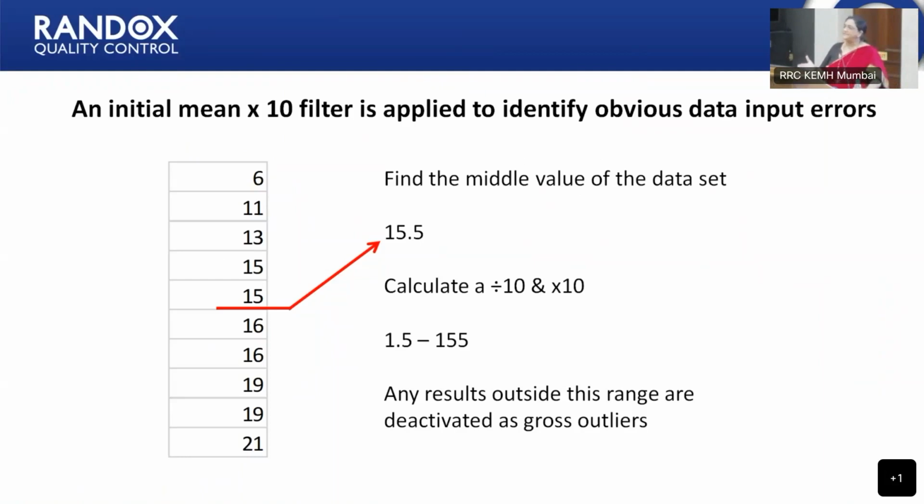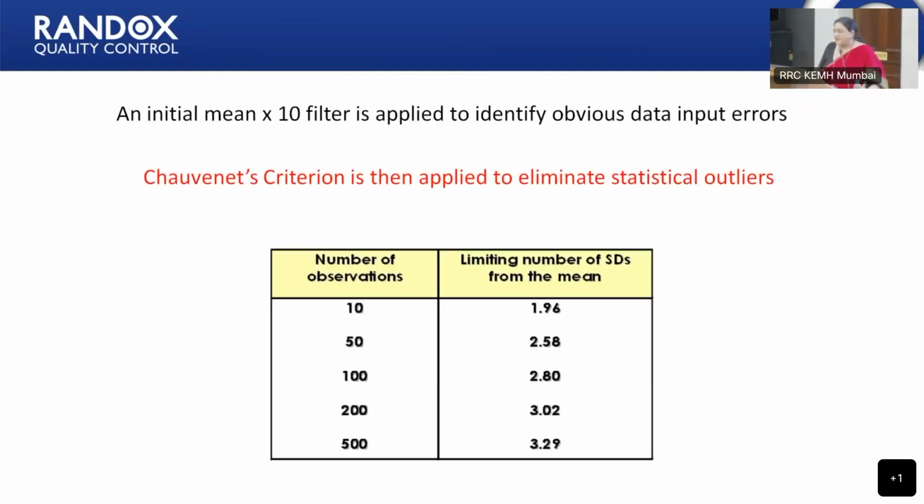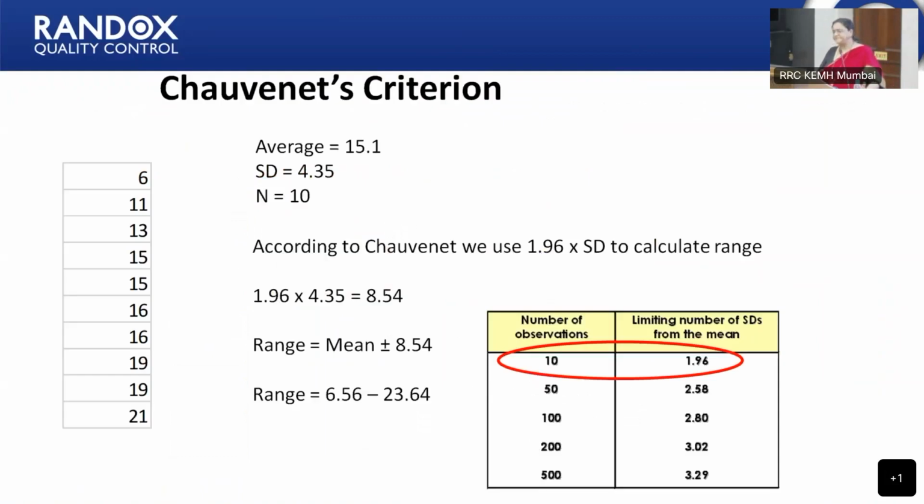The mean is divided by 10 and multiplied by 10, so that is how a gross range is identified. Any result falling beyond this range is excluded. Following this, a sharpness criterion is applied and a statistical calculation is done.